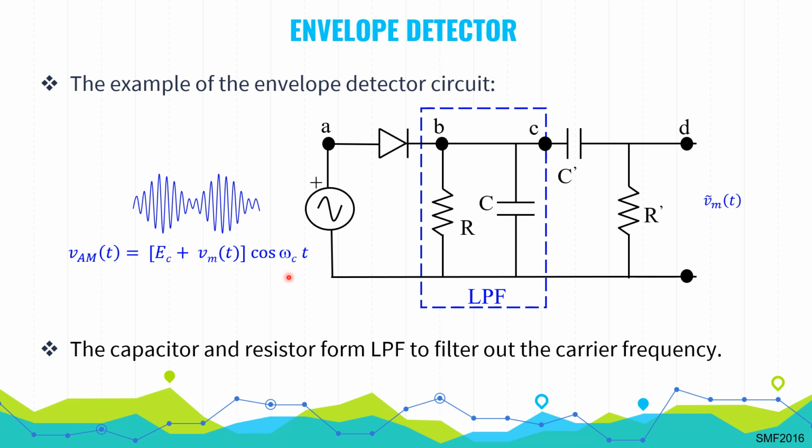The diode rectifies the signal, allowing only the positive half cycles to pass through. The capacitor and resistor form an RC low-pass filter, which filters out the high-frequency carrier and retains the low-frequency information signal. The output of the circuit is the demodulated signal, which corresponds to the original information signal, V sub M of t.